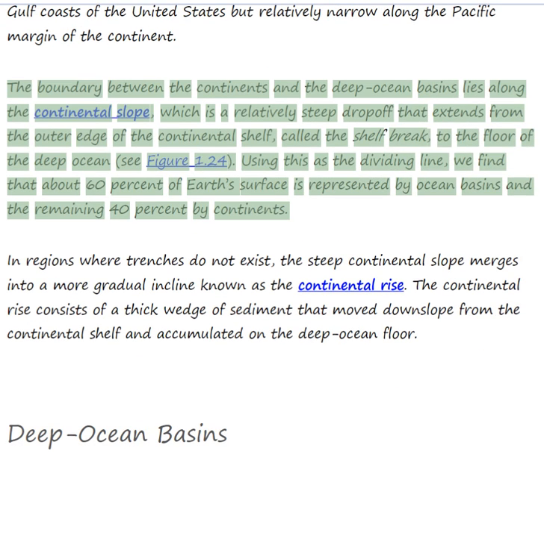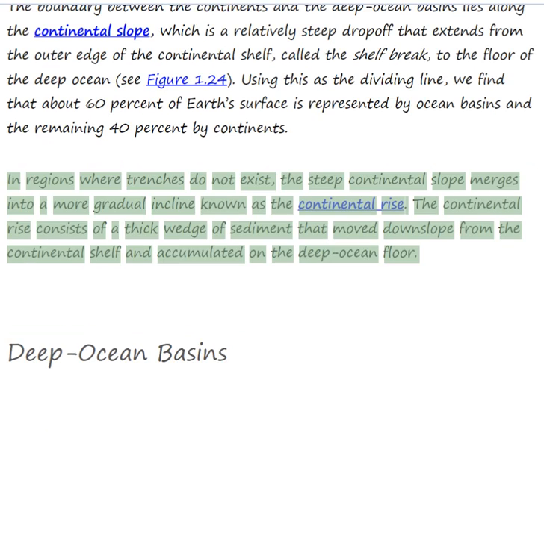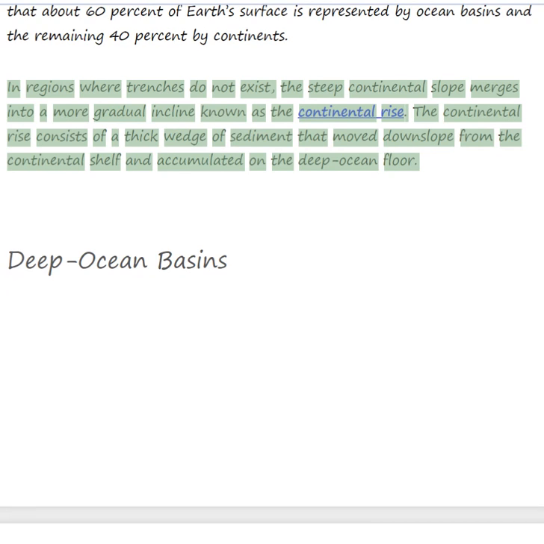The boundary between the continents and the deep ocean basins lies along the continental slope, which is a relatively steep drop-off that extends from the outer edge of the continental shelf, called the shelf break, to the floor of the deep ocean. Using this as the dividing line, we find that about 60% of Earth's surface is represented by ocean basins and the remaining 40% by continents. In regions where trenches do not exist, the steep continental slope merges into a more gradual incline known as the continental rise. The continental rise consists of a thick wedge of sediment that moved downslope from the continental shelf and accumulated on the deep ocean floor.